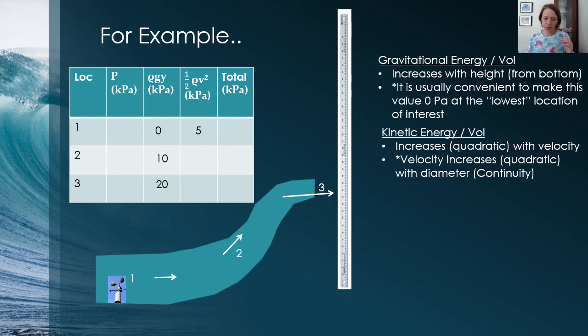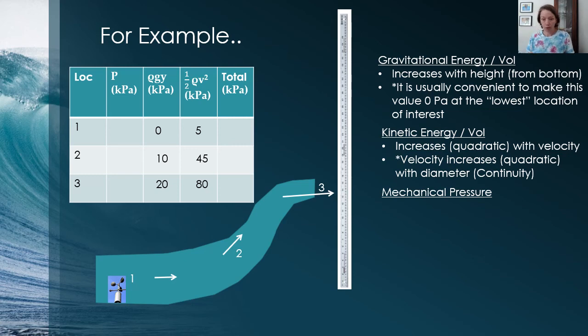And I know that velocity is going to be speeding up. So let's say we find that the kinetic energy at location 2 is 45, and the kinetic energy at location 3 is 80. Oh, I should have said this is all in kilopascals, just to make our lives easy at the end. So I put in those values based on the continuity equation that I calculated.